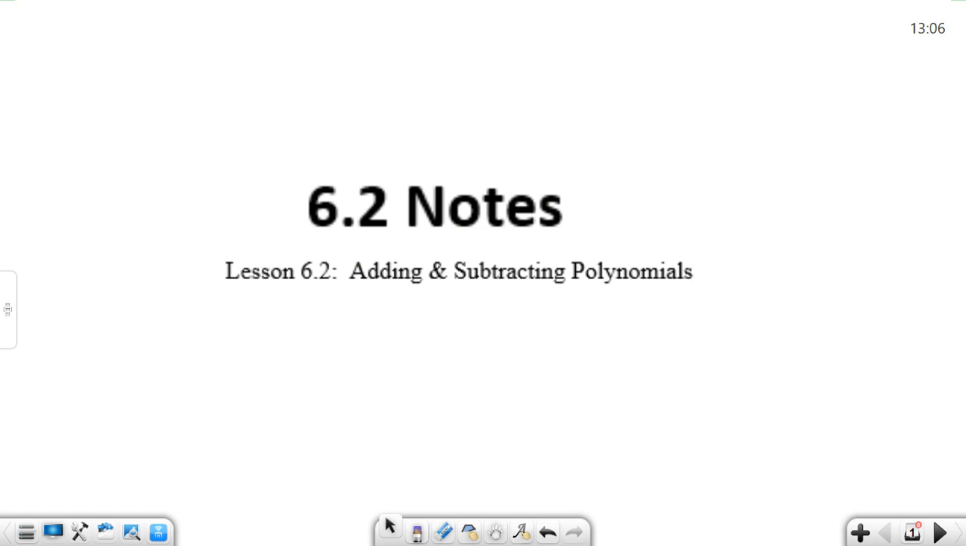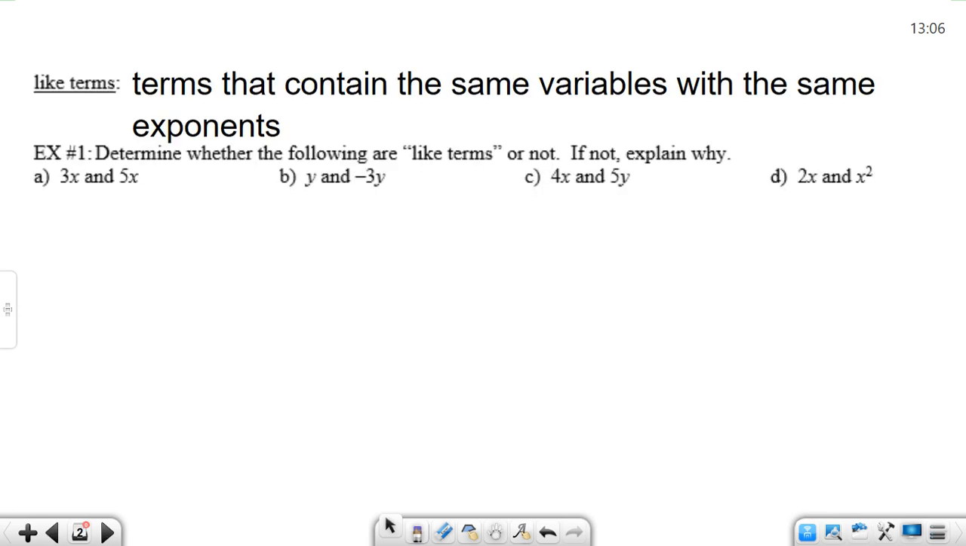So if you recall yesterday, 6.1, we talked about a lot of new terms, and I'm going to be using some of those terms again today when we discuss and look at these different polynomials and adding and subtracting them. So if we can recall from yesterday, we talked about the word terms, and if we remember, a term is in the form ax to the k power.